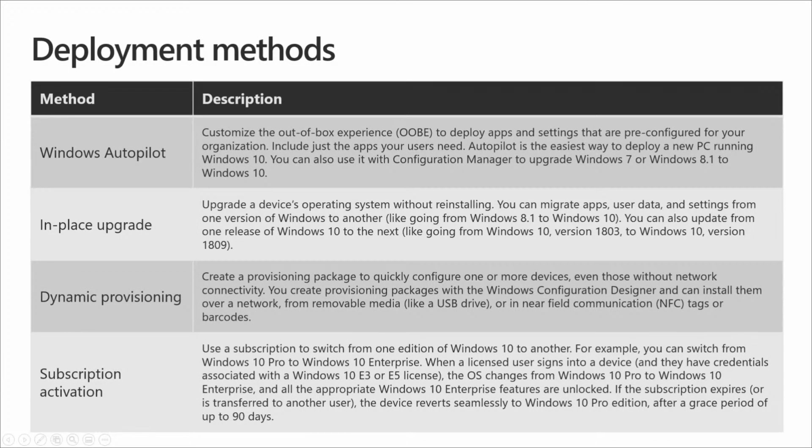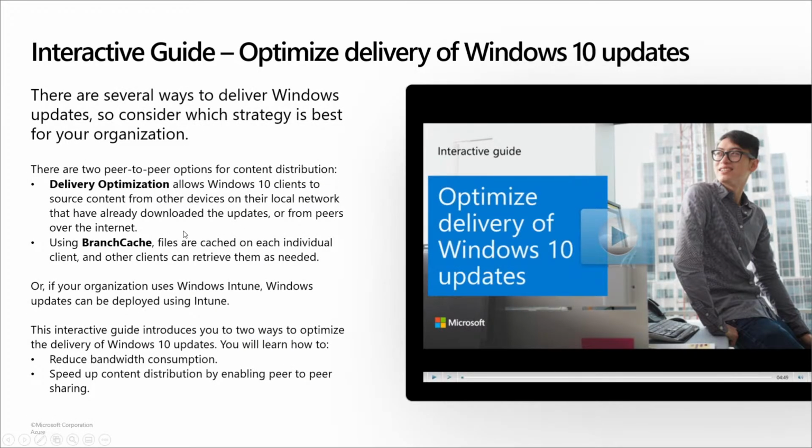You can choose to use Autopilot to make sure that everything has been reset out of the box. We can have in-place upgrade. We can also have dynamic provisioning for multiple devices that don't have network connectivity. And we also can change subscriptions, reactivate, move between Enterprise and Pro or Pro and Enterprise through this type of deployment. So instead of thinking of just Microsoft 365 as being only for Office, it now is also for delivery of Windows 10.